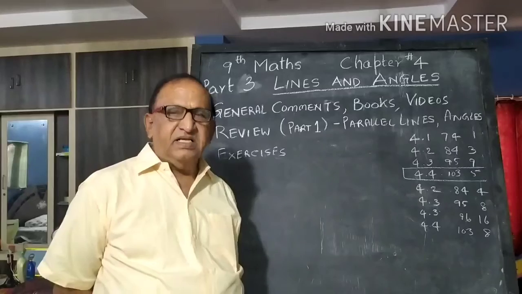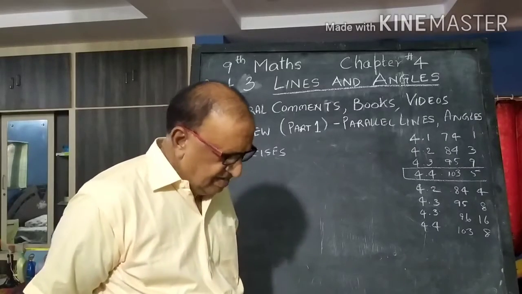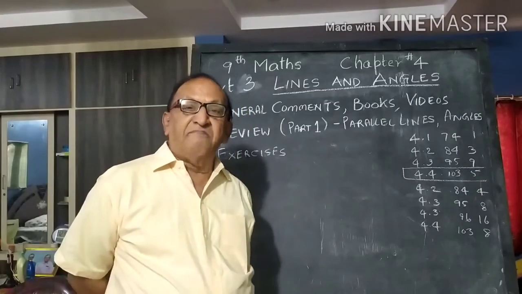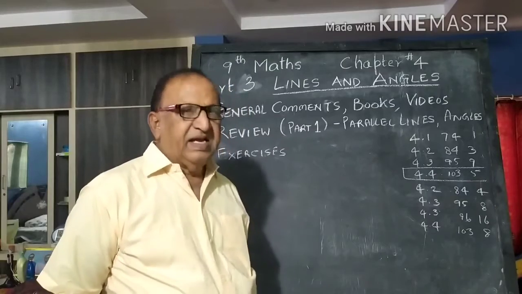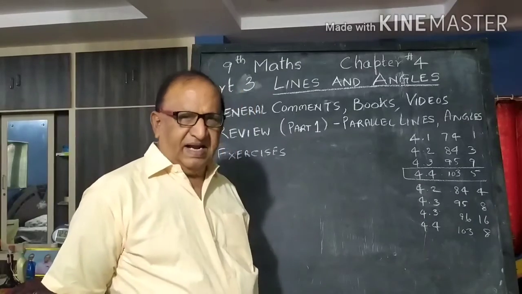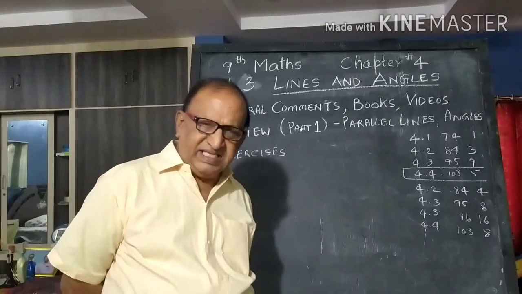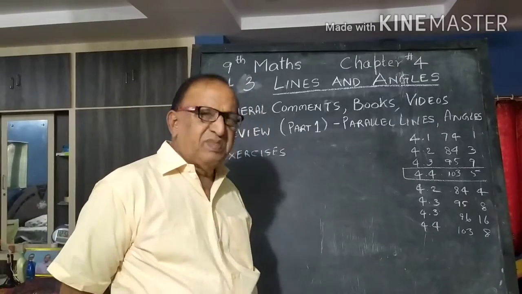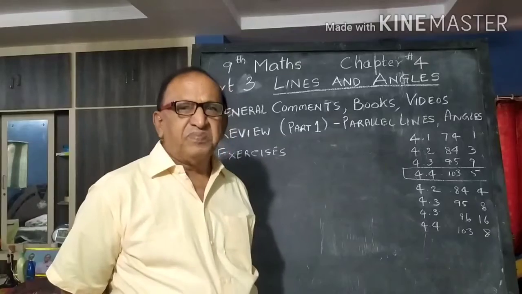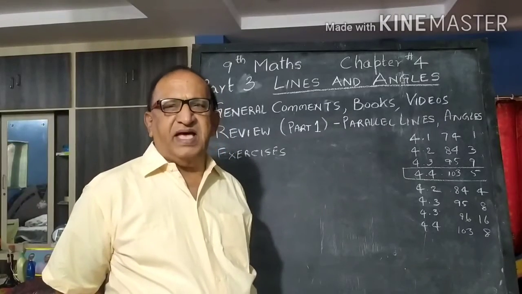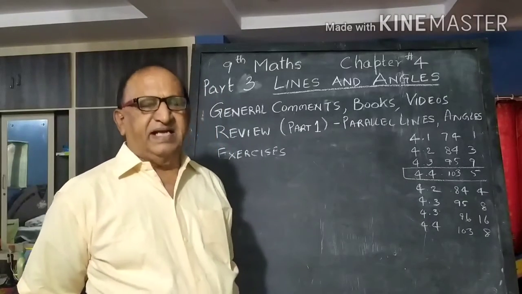If they intersect, they form an angle. Depending on the magnitude of the angle, it can be an acute angle, a right angle, or an obtuse angle. Acute angle means less than 90 degrees. Right angle is 90 degrees, and obtuse angle is more than 90 degrees.